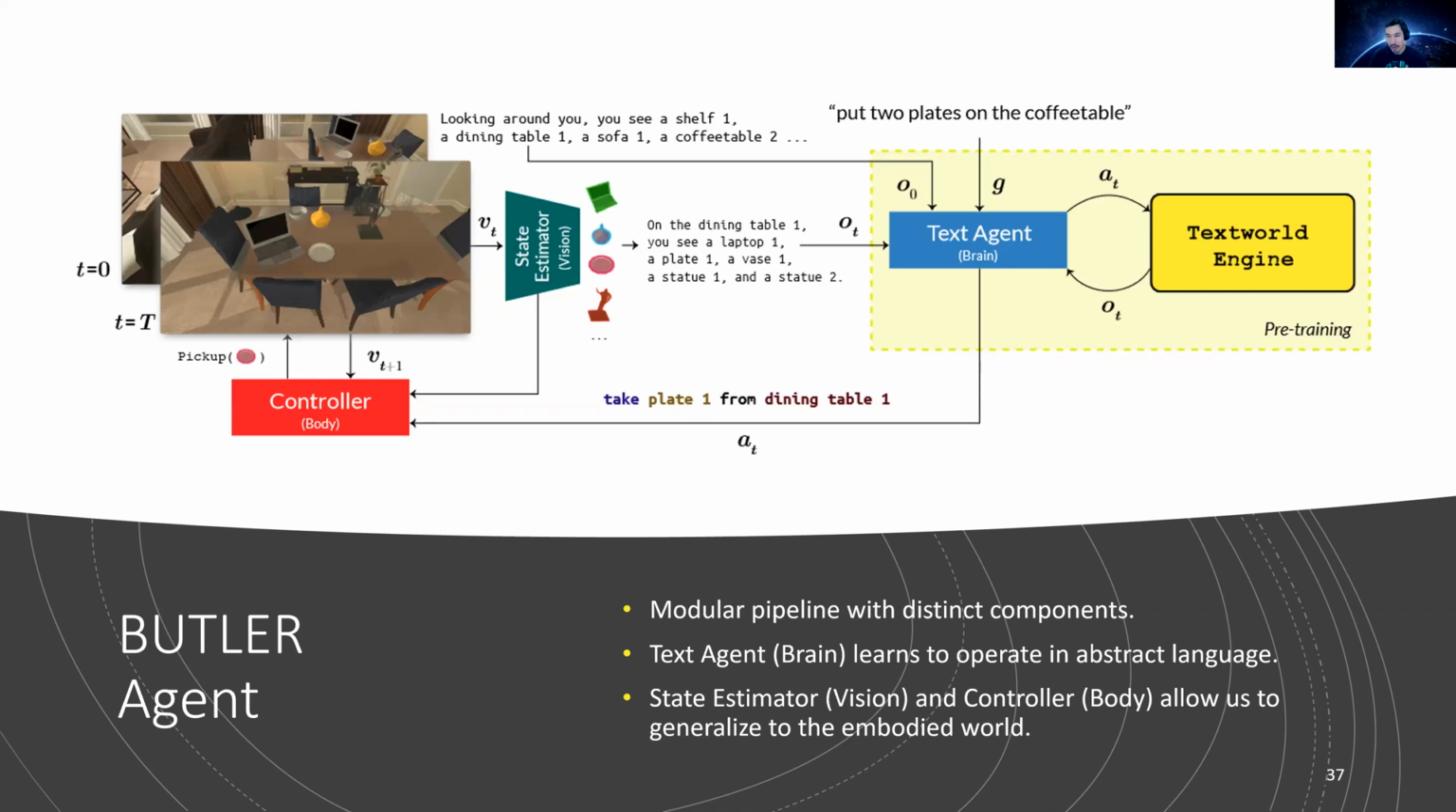So we created a modular agent that we called Butler, which uses a text agent to try to generate high-level action sequences, such as take plate from dining table, that are then translated into low-level embodied actions via another component called the body or the controller. And finally, for the embodied modality, we have a third component called the state estimator, which takes the visual images of the current embodied location and attempts to convert them into textual representations that can be fed back into the text agent.